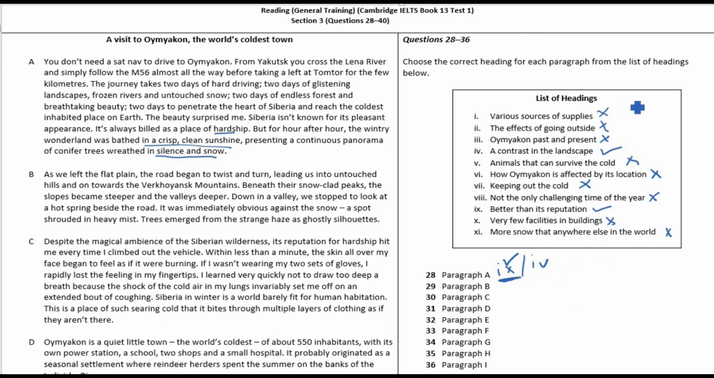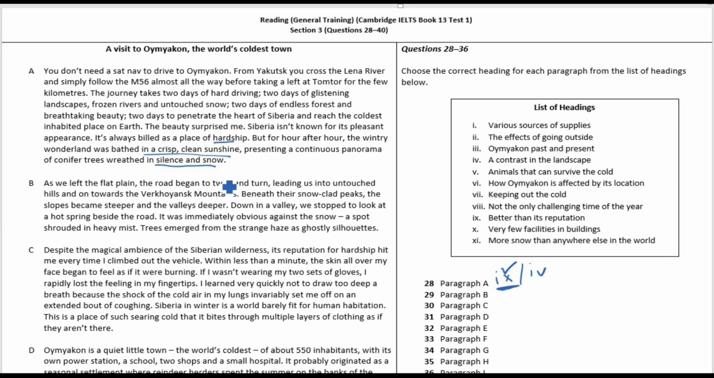Let's start with paragraph B now. As we left the flat plain, the road began to twist and turn. Untouched hills, some mountains. Beneath the snow-clad peaks, the slopes became steeper, the valleys deeper. Down in a valley, we stopped to look at a hot spring beside the road. It was immediately obvious against the snow, a spot shrouded in heavy mist. Trees emerged from a strange haze as ghostly silhouettes.